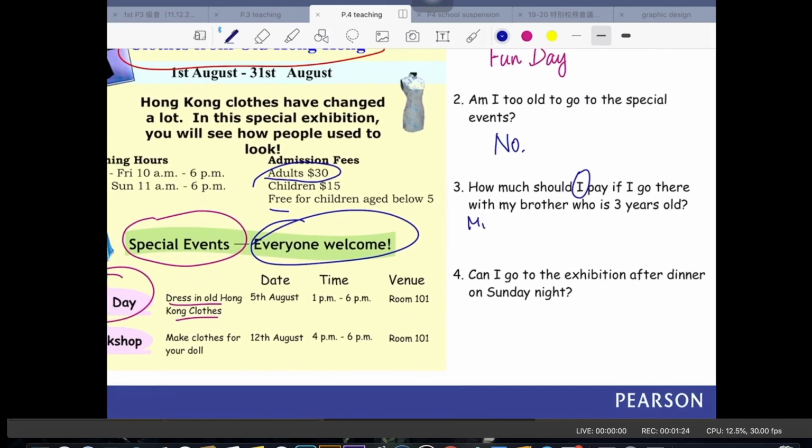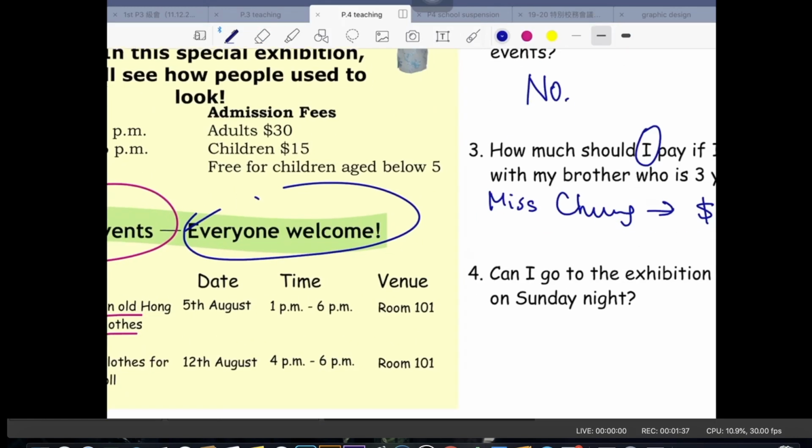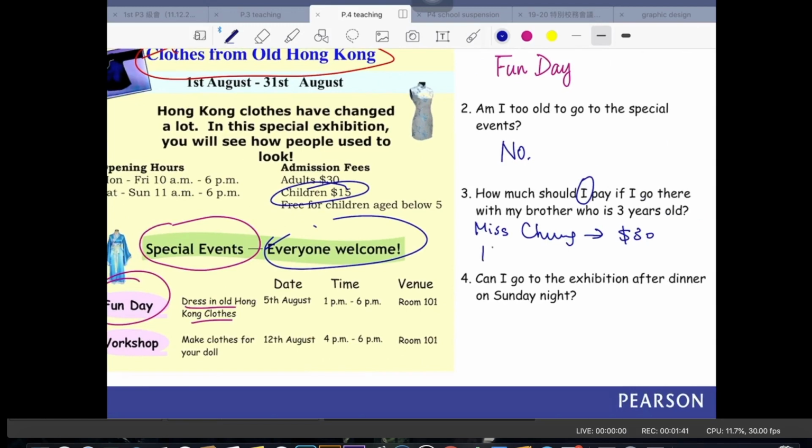So if it's Miss Joan, then she has to pay $30. But if this I is one of you girls, then because you are not an adult, you are still a child, so you have to pay $15. Okay, if it's you, one of the P4 girls, then you only have to pay $15.